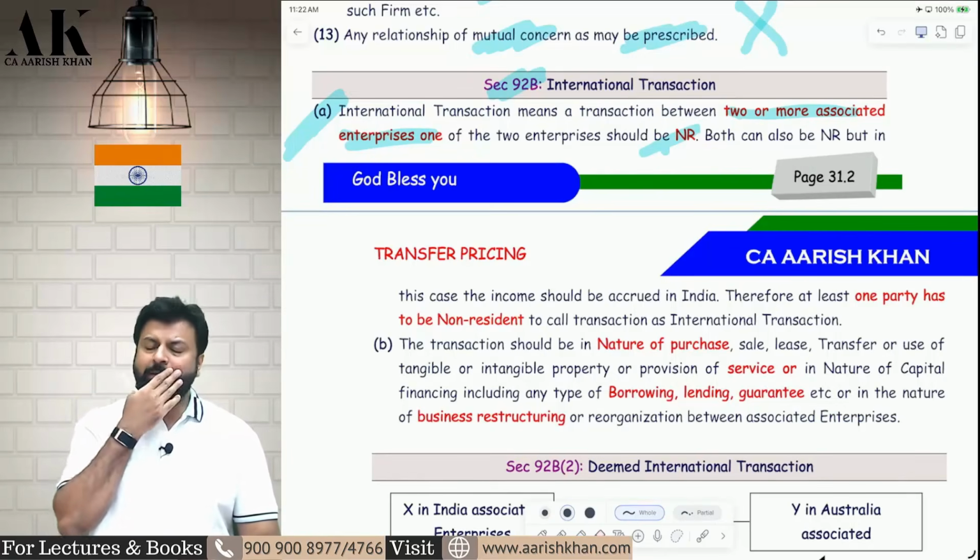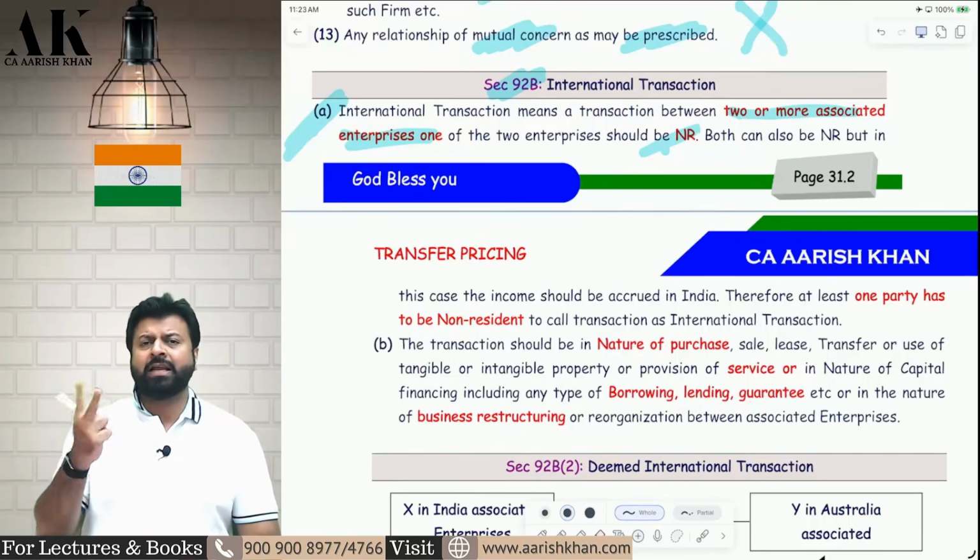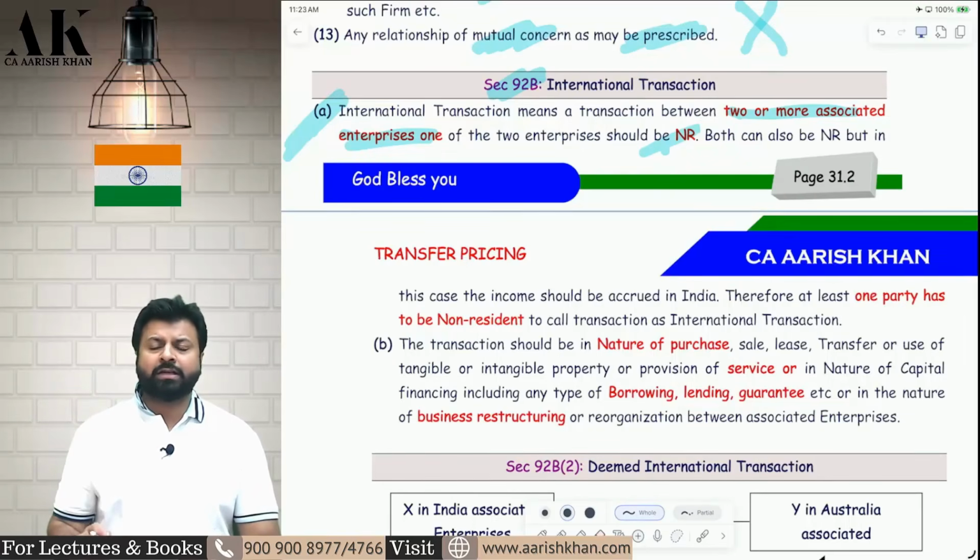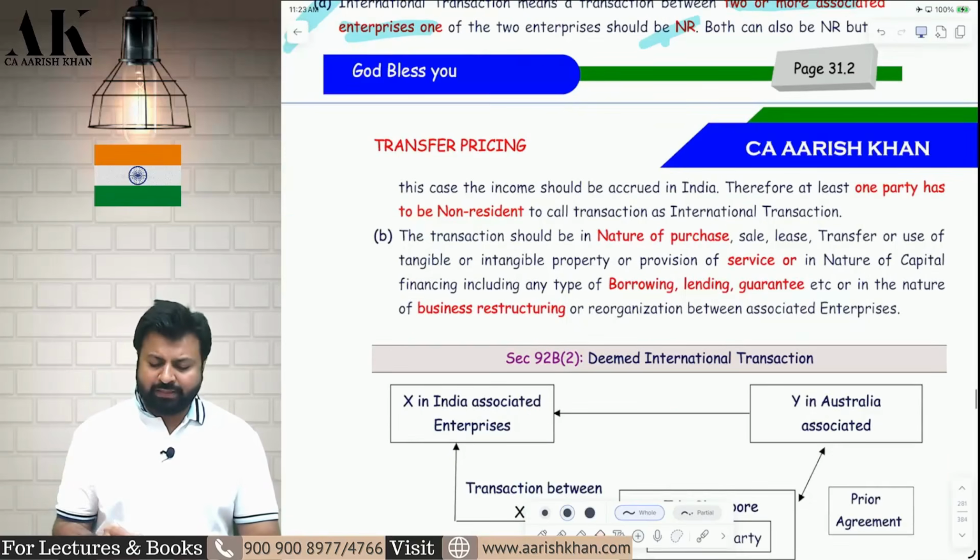Sir, can both be non-resident? Both non-resident is possible. Sir, can one of them be non-resident? Yes, one of them can also be non-resident. Sir, can both be resident? Both resident, not possible. If you want to make a transaction international, one of them should be non-resident. And then the transaction should be in the nature of what?